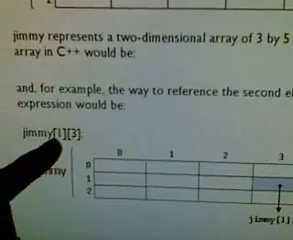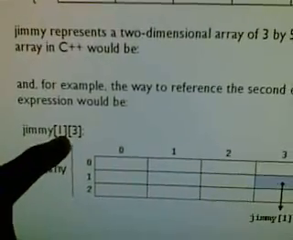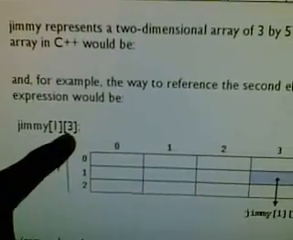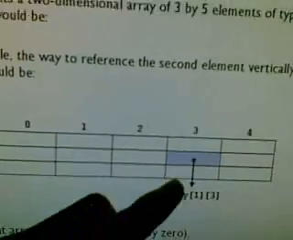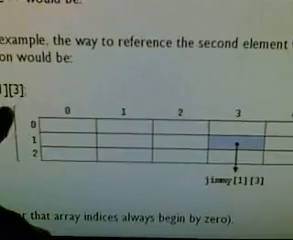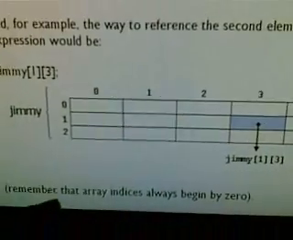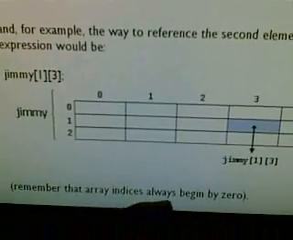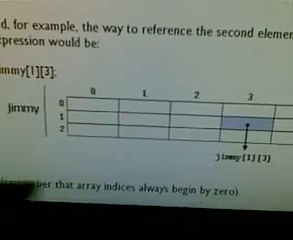Jimmy, row 1 and column 3 placed here. That is an example of indexing an array. Remember that array indices always begin at 0.